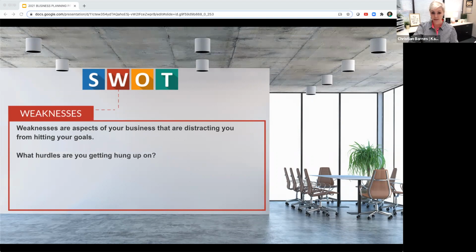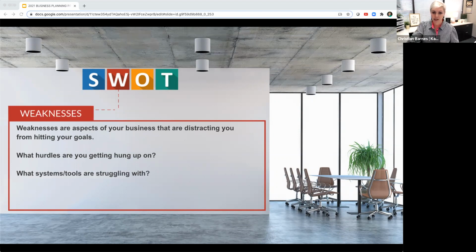Next thing I want you to think about, and we've talked about this one, is what hurdles are you getting hung up on? Are there parts of the process or parts of the business that you just don't understand, or you just can't wrap your head around, and you need some help on it? We're going to put those in weaknesses, and when we get to our strategic plan, there's a place in there that we're going to come back to these and take a look at the tools and the training that could help you overcome these.